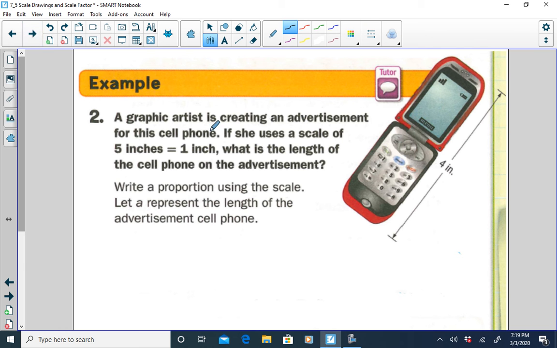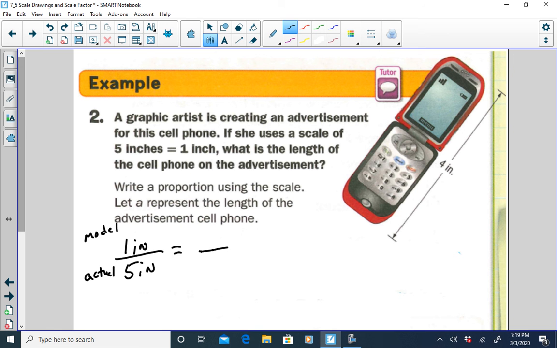A graphic artist is creating an advertisement for this cell phone. If she uses a scale of 5 inches is the same as 1 inch, what is the length of the cell phone on the advertisement? All right, so here's my scale. We have 1 inch is the same as 5 inches. Right, but remember, this is the model in the numerator, and then the actual, right, is in the denominator.